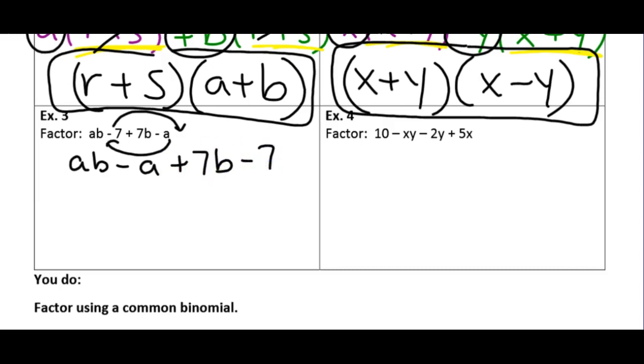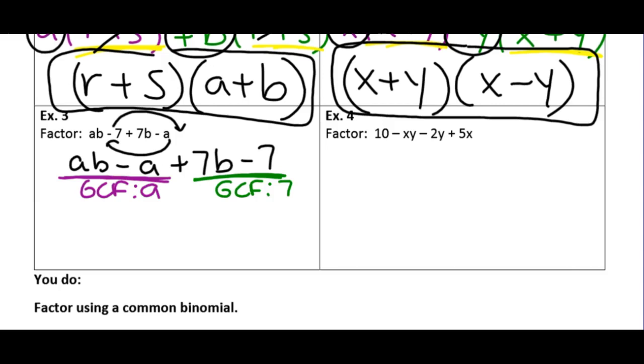So a couple of things I did here. I grouped these together because they have a GCF of a. Then I grouped these together because they have a GCF of 7. And there's different ways you could have grouped it. Some of you might say, can I put ab with 7b? You could, because then they have a GCF of b, and then the negative a and the negative 7 would have a negative GCF. So there's different ways to do it, but you're still going to get the same answer.